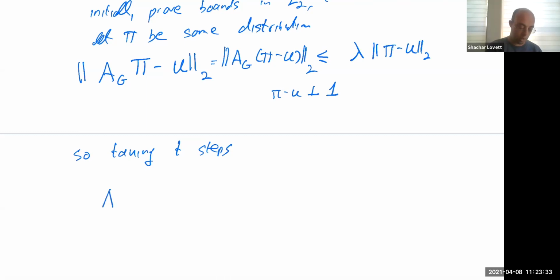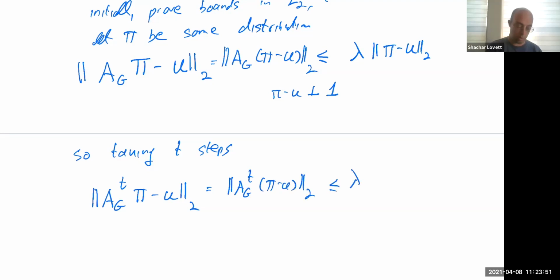So if I have A_G to the t of pi minus u in L2, I can write this the same way: A_G to the t of pi minus u. That's going to shrink by lambda to the t times pi minus u in L2. So we get that this shrinks a lot. Now we ask, how can we bound this thing? I'm claiming, first of all, that this is at most lambda to the t.